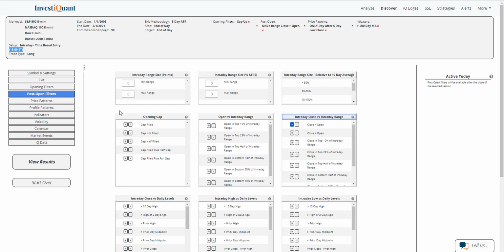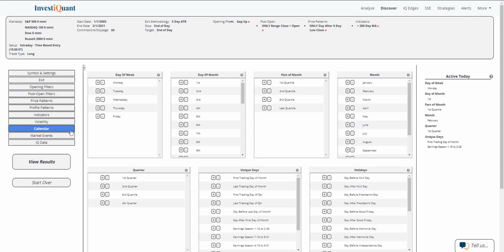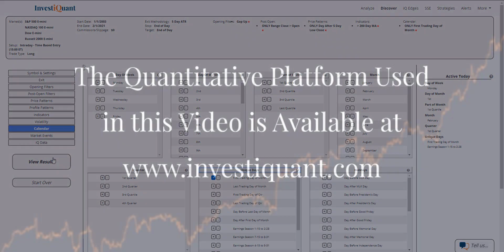The only thing left to add to it is that today is a special day, being that it is the first trading day of the month. So if I come into calendar, I can grab that from the unique days section right here. I click on first trading day of the month. That adds it to the study. Now I can click view results.